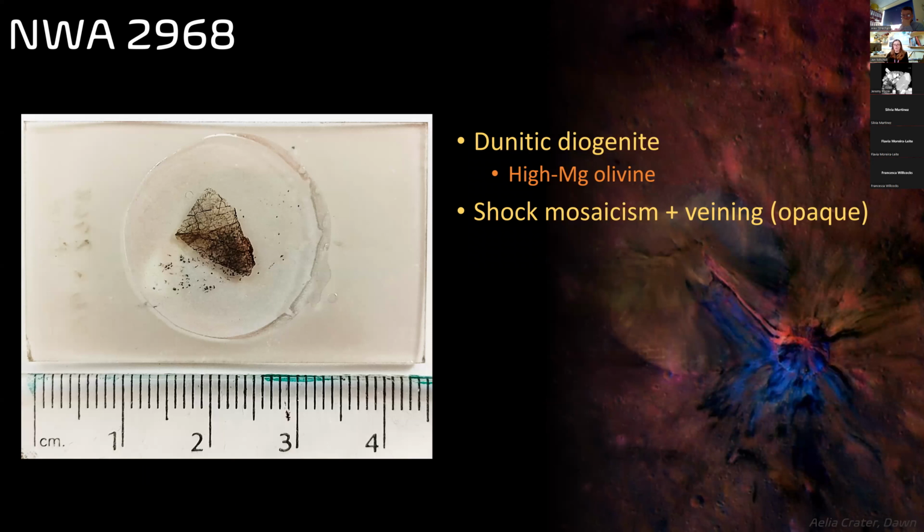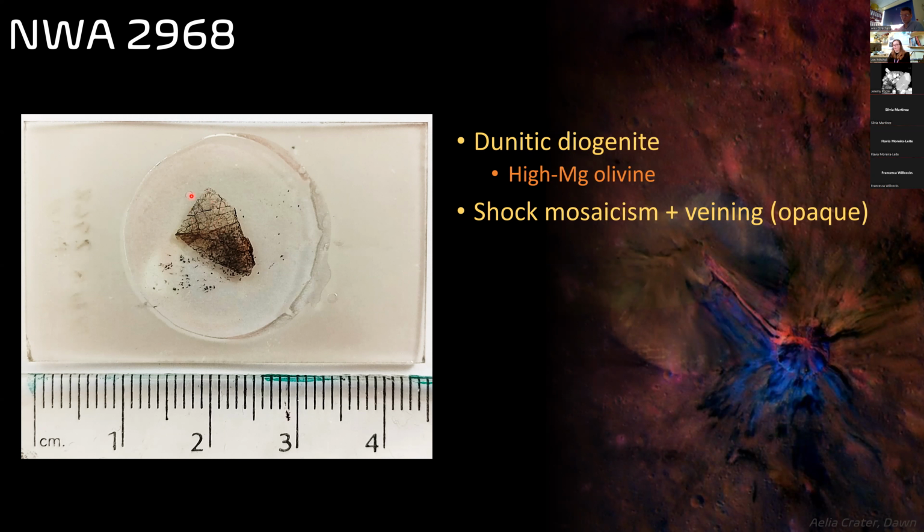So this is one of the meteorites I work on currently. This is Northwest Africa 2968. It is a tiny, tiny little piece of what we think is Vesta, a dunitic diogenite. So it's basically a couple of grains of olivine, nothing much else in there. And we can see it's got these nice big sort of black veins through it. These are all shock veins. So we know it's been shocked.